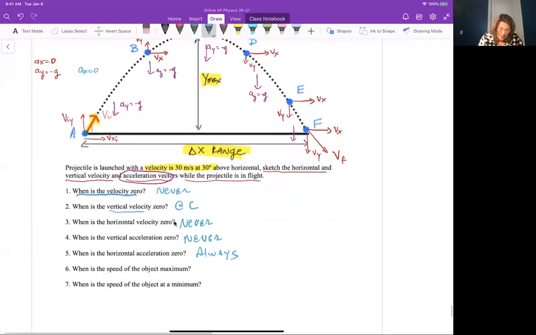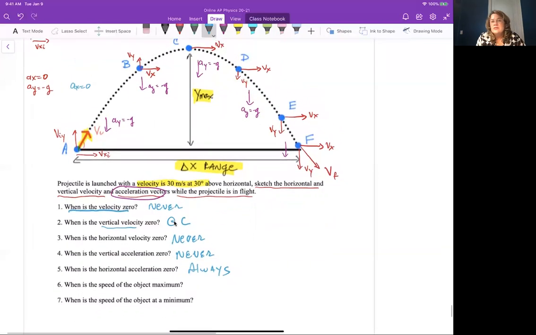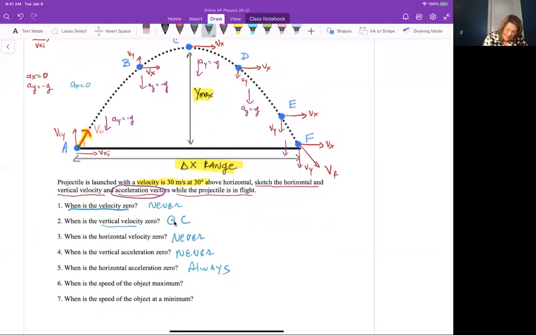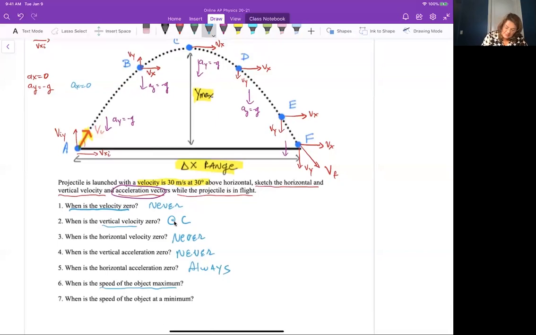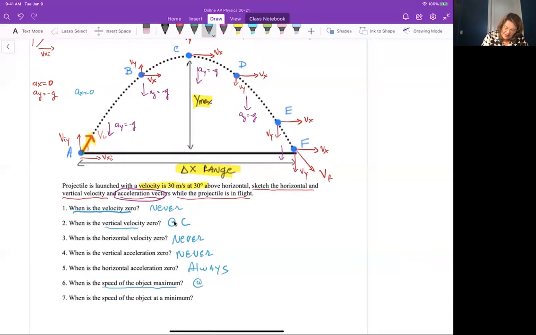Okay. Oh, this is good. This is going to get people. When is the speed of the object the maximum? Did I say horizontal speed? Did I say vertical speed? No, I said speed. That is the resultant speed. There are two locations that have identical speed, which is the magnitude of the velocity. What are they? And they're both maximum. So the maximum speed occurs at A and F.